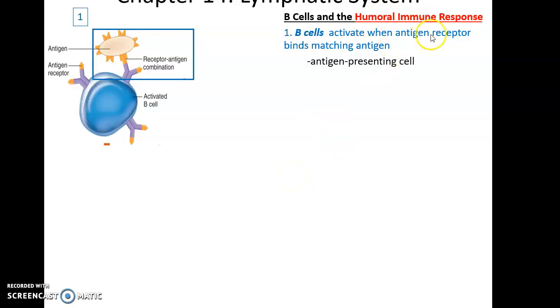All right, then we have humoral immune response. Humoral immune response involves B cells. So we have the B cell with its own receptors looking for that antigen. So the B cell finds the antigen on the surface of a pathogen or on the surface of a macrophage, and that activates that B cell that is going to target that specific pathogen.